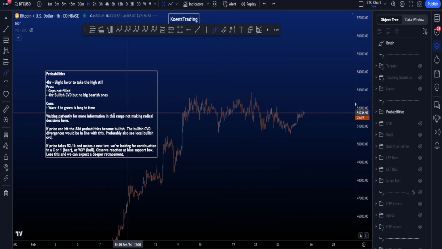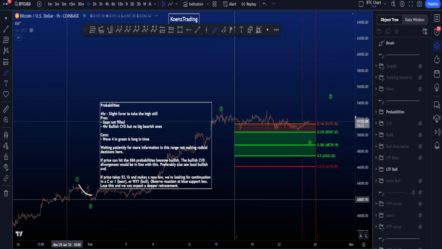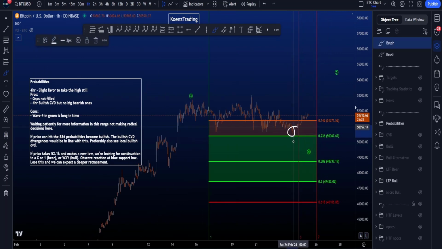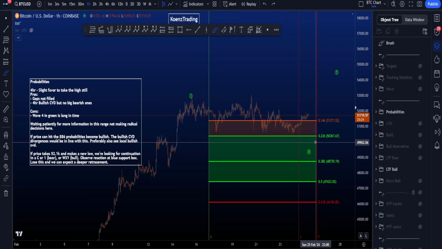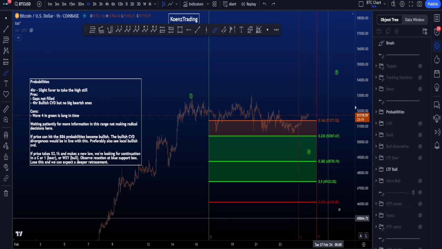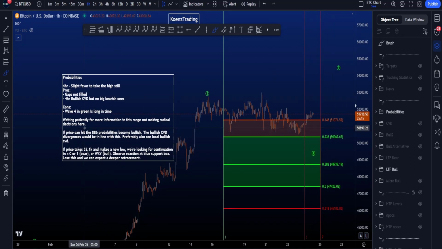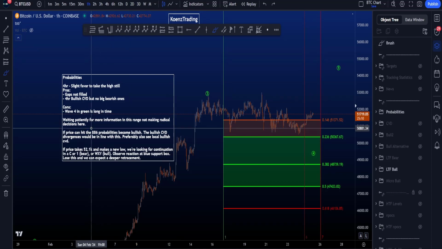However, the con is that this wave 4 starts to be very, very long in time in this impulsive structure. 1, 2, 3, 4, 5, right? This low is made just before the 6 fib time, which is uncommon, lowers the probabilities. And if we would make another low, it lowers probabilities even more because we get close to the 7 fib time, which is just very uncommon for a wave 4. Because it is weekend, I prefer to wait very patiently for more information in this range. I do not like to make radical decisions here.